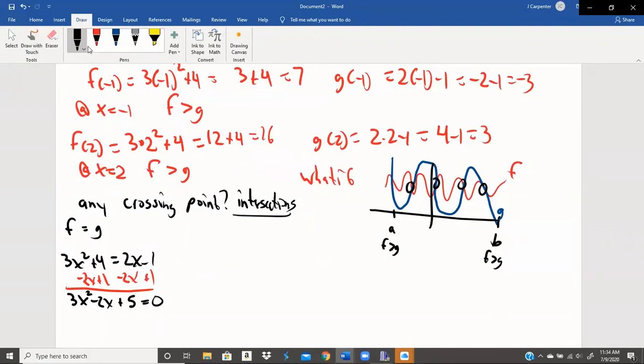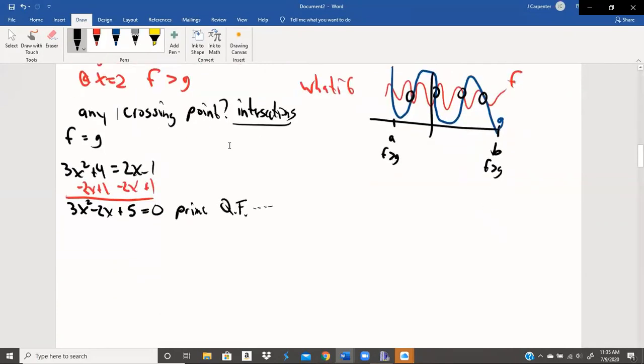The AC method, 3 times 5 is 15. I'm sorry, hold on. 1 and 15, 3 and 5, 5 and 3, that's positive. Yeah, this is not factorable. It looks like it might be, but it's not. That's prime, which means you'd have to go through and do the quadratic formula, and you would end up with imaginary solutions. And that's because your b squared is smaller than your 4ac.